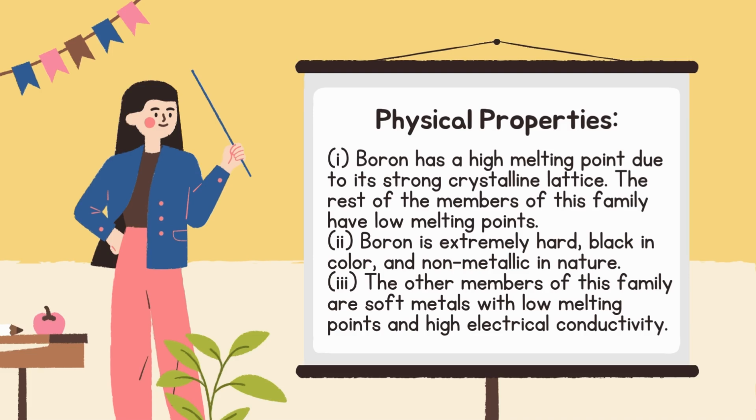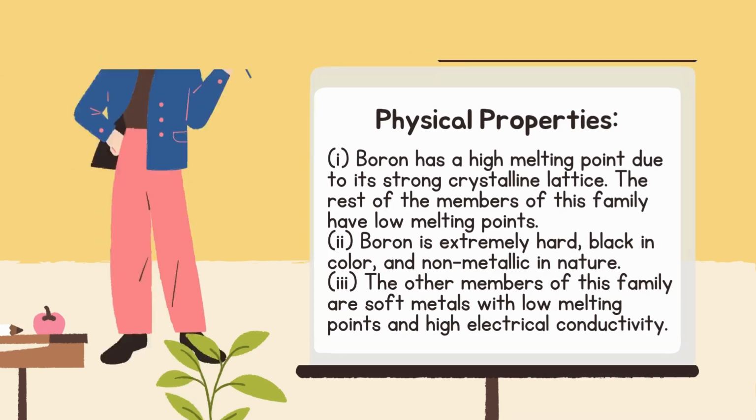2. Boron is extremely hard, black in color, and non-metallic in nature. 3. The other members of this family are soft metals with low melting points and high electrical conductivity.